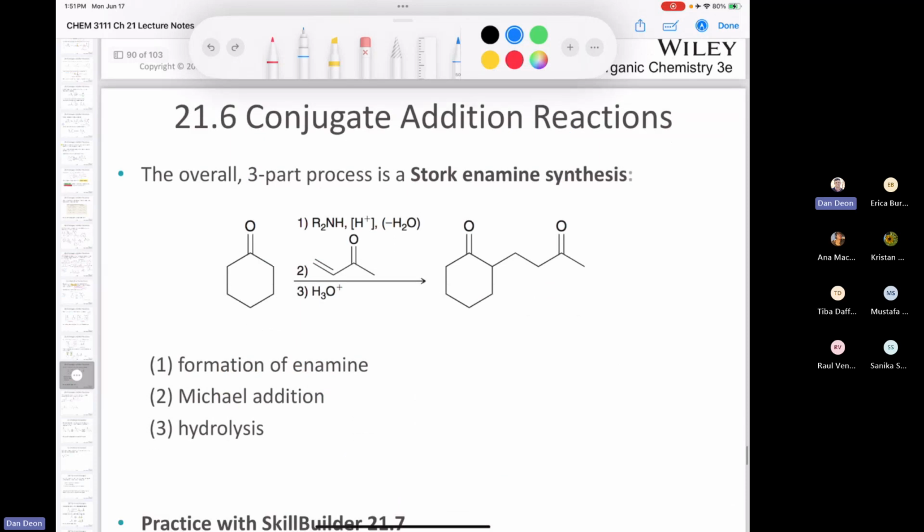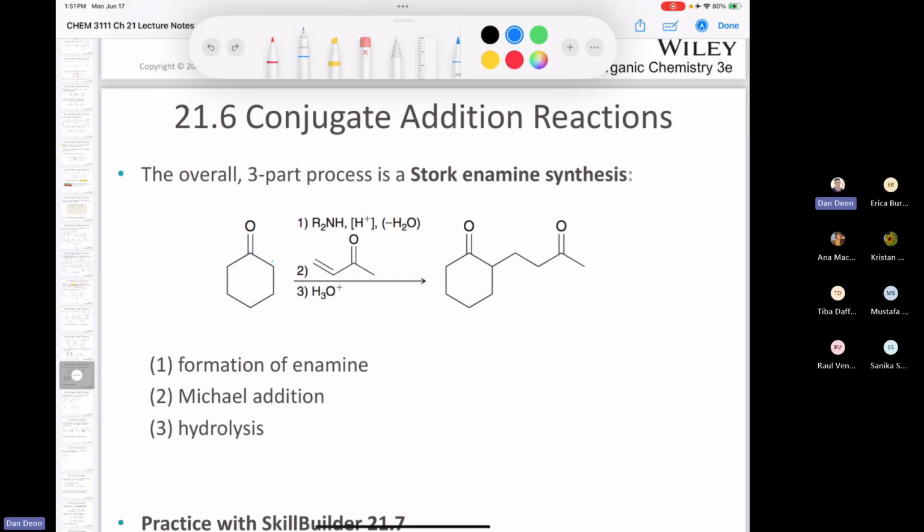So again, the purpose is this. If you're like, why do I have to learn this? You just taught me Michael addition. Now why do I need to know using an enamine again? It's because this will not work. You cannot just make an enolate out of this and do a conjugate addition, a Michael reaction. It won't work. You have to make the enamine out of this first. Once you've made the enamine, then that will serve as your nucleophile to do a Michael reaction.